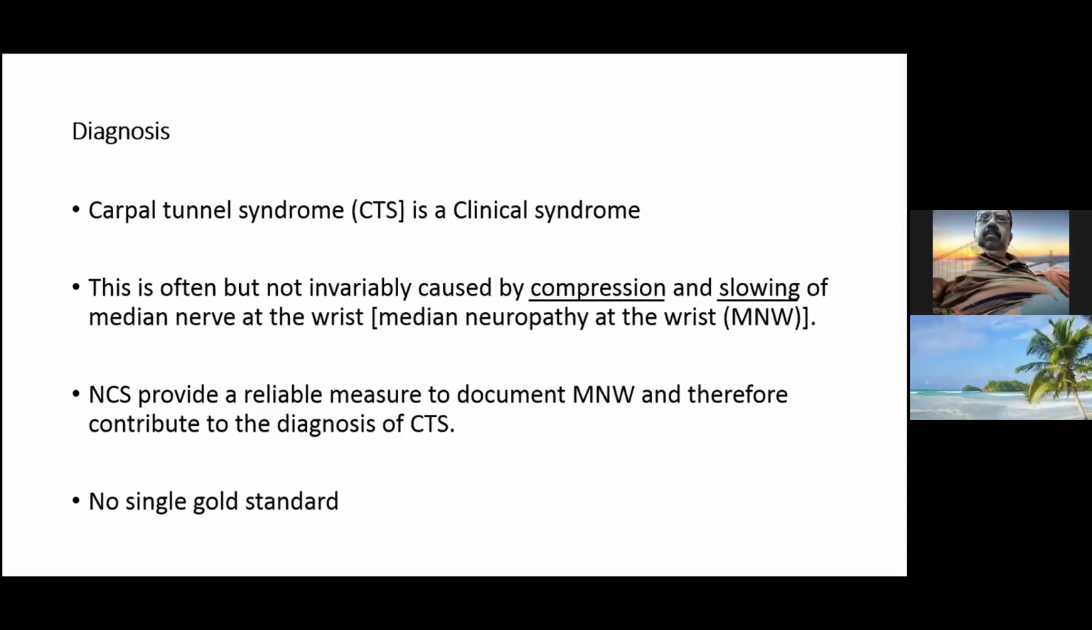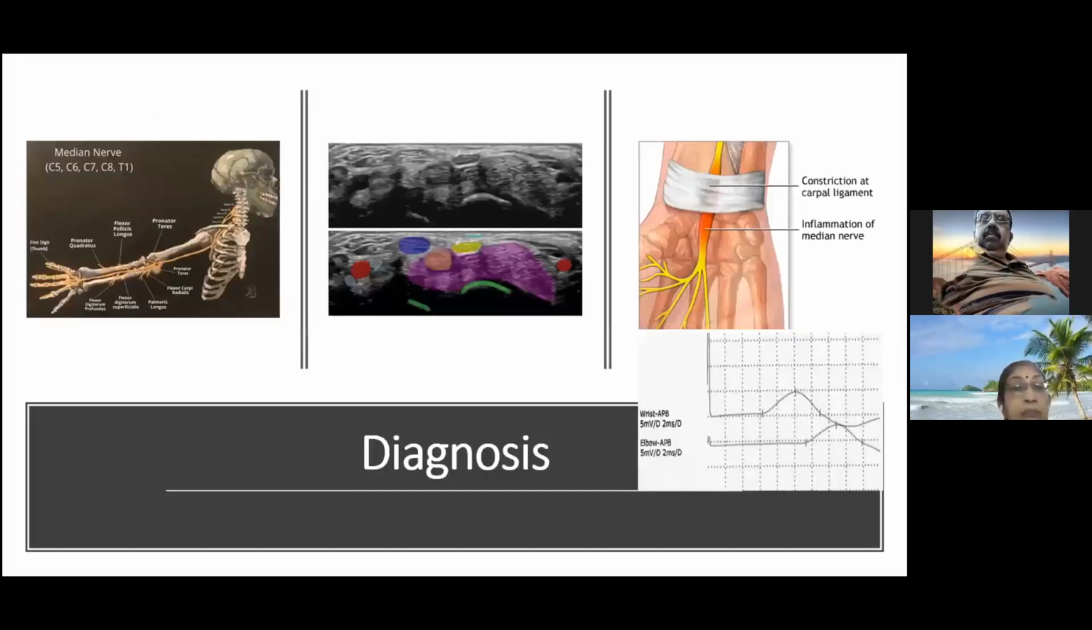We need to use them prudently to diagnose and get more evidence in the management of carpal tunnel syndrome. Nerve conduction studies provide a reliable measure to document median nerve neuropathy, entrapment neuropathy at the wrist, and therefore contribute to the diagnosis of carpal tunnel syndrome. And it is quite accepted that there is no single gold standard in the diagnosis of carpal tunnel syndrome because it's a clinical syndrome. So all our sensitivity and specificity figures in this literature are based on some other modalities or clinical improvement after some intervention. So we need to interpret those findings with that background. So how to diagnose it?